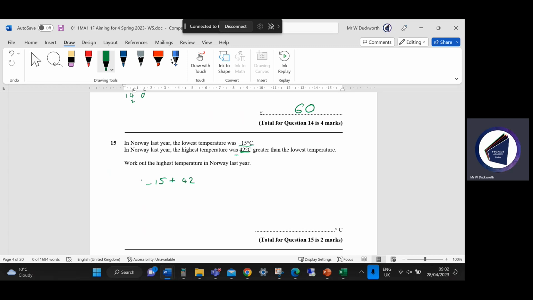So I'm going to change that around slightly. I'm going to do it in the other order. So I'm going to treat that as 42 minus 15, and I'm going to set that up with a basic subtraction. So 5 take away 2, I can't do. So I'd borrow. I convert, so 12 take away 5 is going to be 7. And then 3 take away 1 would be 2. So 27 degrees would be the maximum temperature.